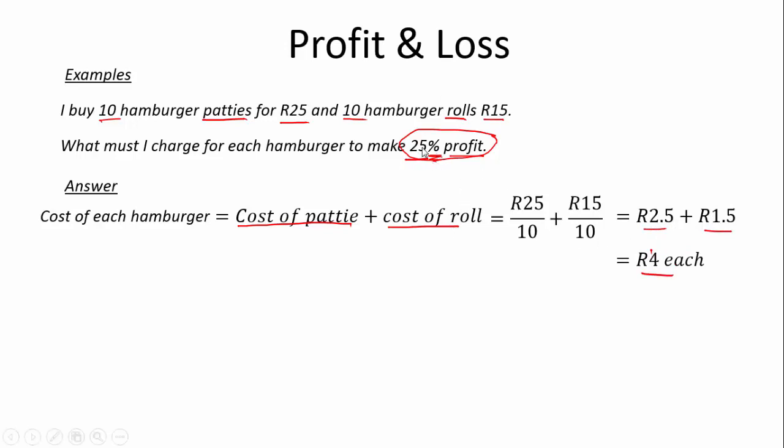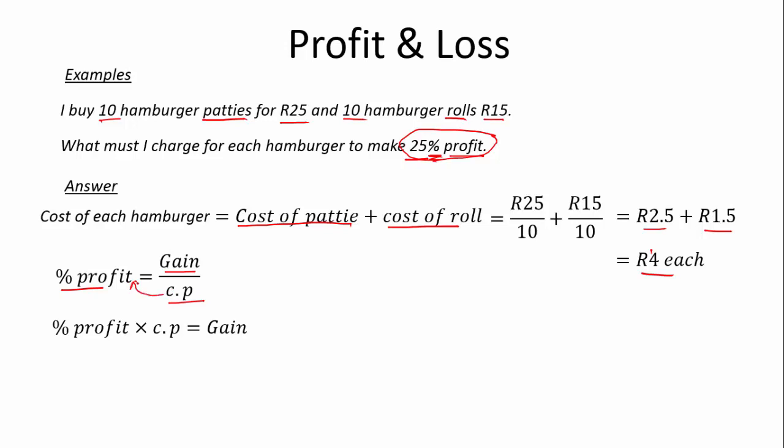Okay, so we want to make a 25% profit on this 4 Rand. So our percent profit is equal to our gain over our cost price. So we can change this formula around. What I've done here is I've moved the cost price to here. That is exactly the same as multiplying both sides by cost price over 1. This is basic function manipulation that I'm sure you do know, otherwise there are videos to help you with this. So the percent profit times the cost price is equal to the gain.